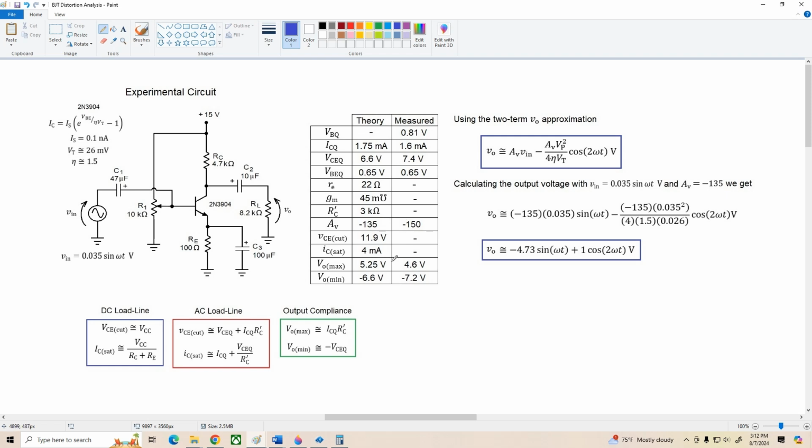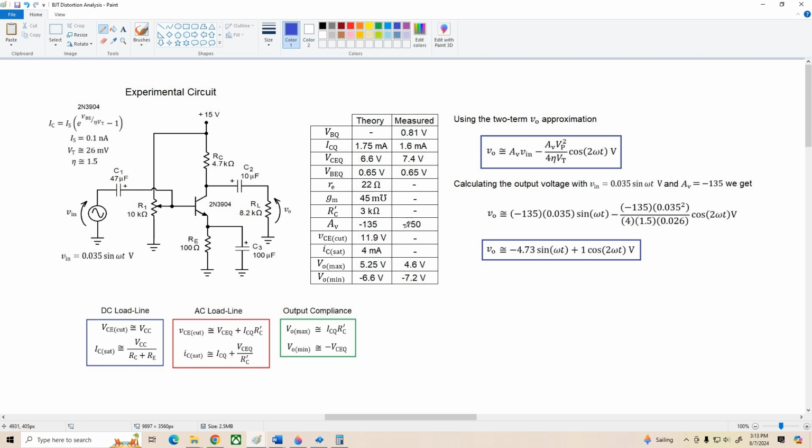Some of the other values here, I've given their equations at the bottom. These are ones you might not remember off the top of your head, so this will make the analysis a little easier if you do it yourself. Now, to determine the small signal voltage gain, I set V in to 10 millivolts peak to peak, which creates very little distortion, and that's how I determined the negative 150 voltage gain.